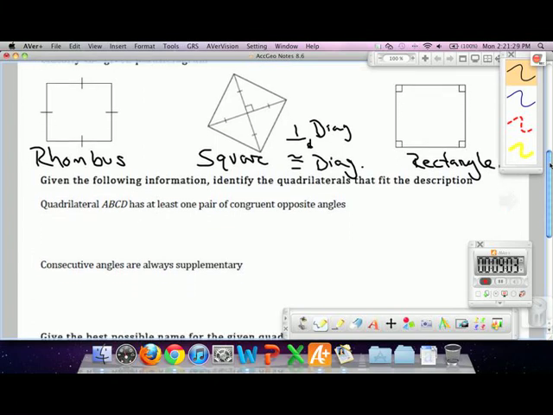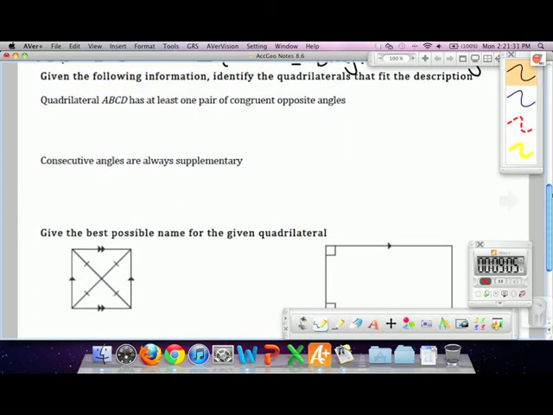Okay? So let's see. Given this information, identify any of the quadrilaterals that fit this description. So now I'm going to force you to think about the properties we've seen so far, be them of parallelograms or of rectangles or of trapezoids. Which one of these fit these categories? So we have some quadrilateral ABCD that has at least one pair of congruent opposite angles. So let's think of some figures that have at least one pair of congruent opposite angles. So let's start naming them.